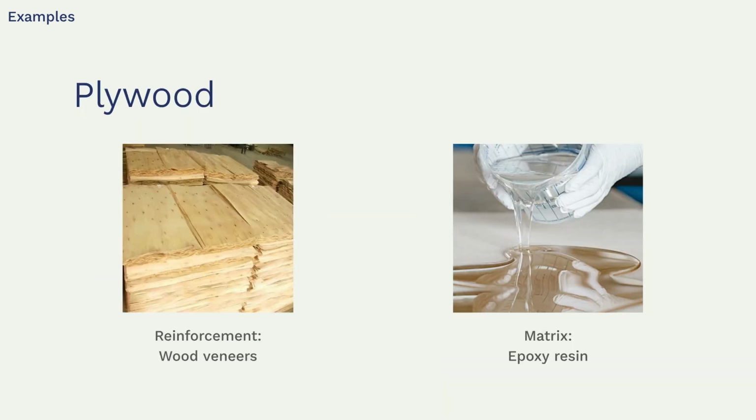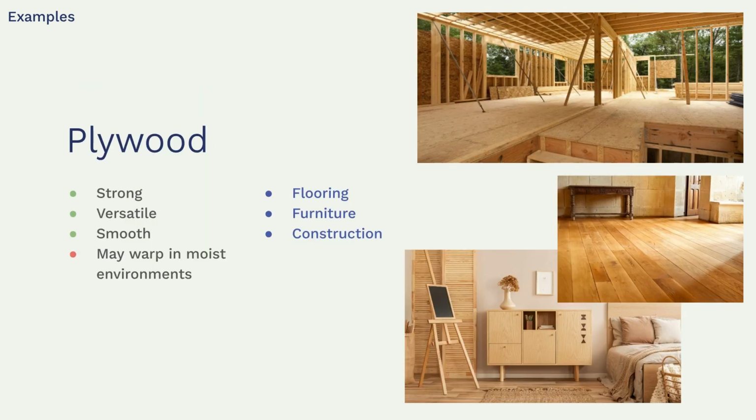Plywood is made from wood veneers. These are thin sheets or slices of wood cut from the wood bark. It also uses epoxy resin as its matrix. It is strong, versatile, and smooth, but may warp in moist environments. This is why it's mostly used for interior applications, such as flooring and furniture. It can also be used in construction.